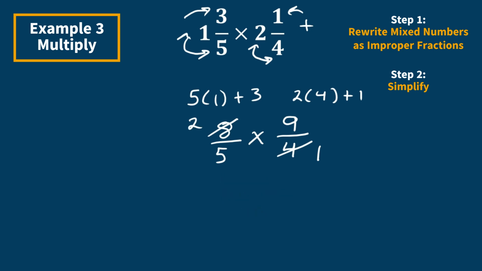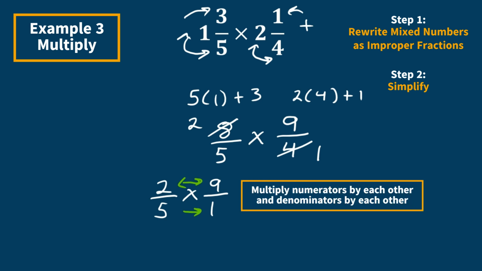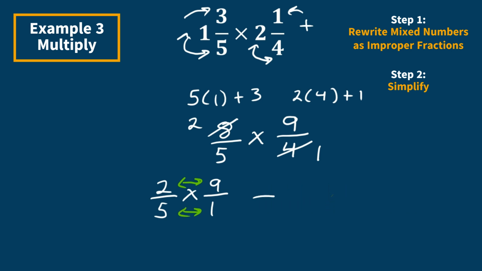So, what we have now is 2 over 5 times 9 over 1. So what we do from here, since it's simplified, is we will multiply the numerators by each other and the denominators by each other. And what we get is 18 over 5.